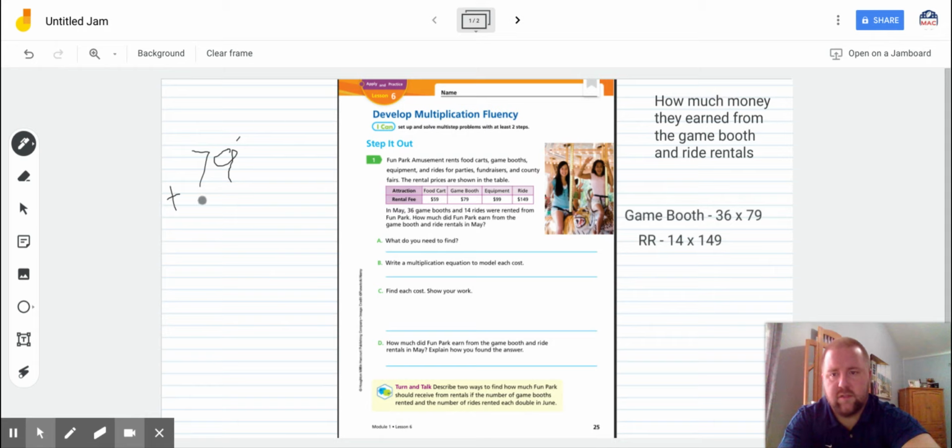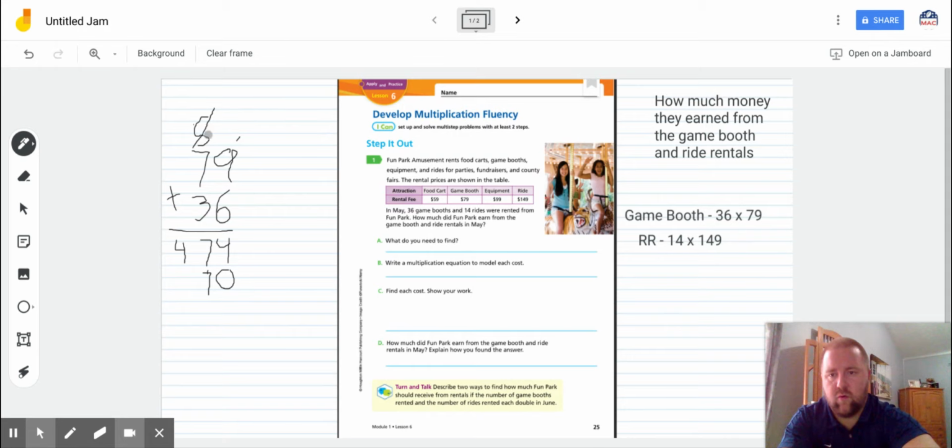times 36 first. So again, we multiply by the ones place. 6 times 9 is 54. Carry my 5. 6 times 7 is 42, plus 5 is 47. I put down my 0. 3 times 9 is 27. I put down the 7.